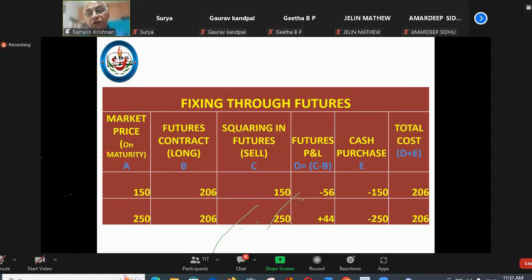This is under a scenario when the spot price comes down from your estimate and is at 150 under column A. Yes. Sir, is it necessary to honor the future contract?